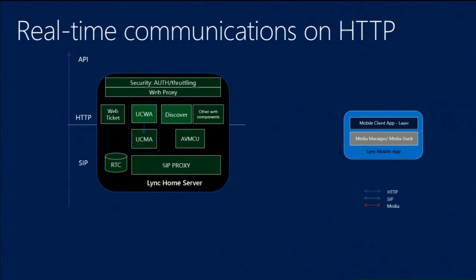This is our programmatic SDK for service. We have a web ticket for issuing certificates. UCWA, our discover URLs, and our other web components on our web layer. And we add any form of web proxy, server authentication, any throttling on top of that web layer. And this is a big oversimplification of Lync. If you'd like to know more, please visit Microsoft Certified Masters. But this is, in essence, the components we use when using our mobile clients. So on the right, you'll see our Lync mobile app, which actually has a client application layer. And it has our media stack on board.